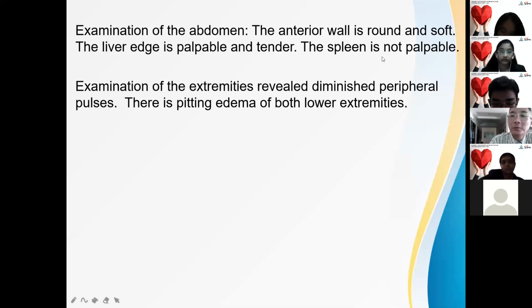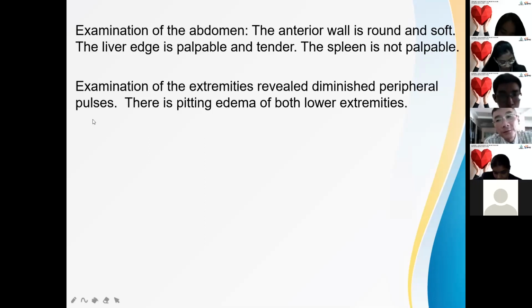What about the spleen not being palpable? Is that important? Yes. There's no severe sepsis. There's no portal hypertension. If there is a liver disease with portal hypertension, the spleen should be palpable. In severe sepsis or bacterial endocarditis, the spleen will be palpable. All these are not present.